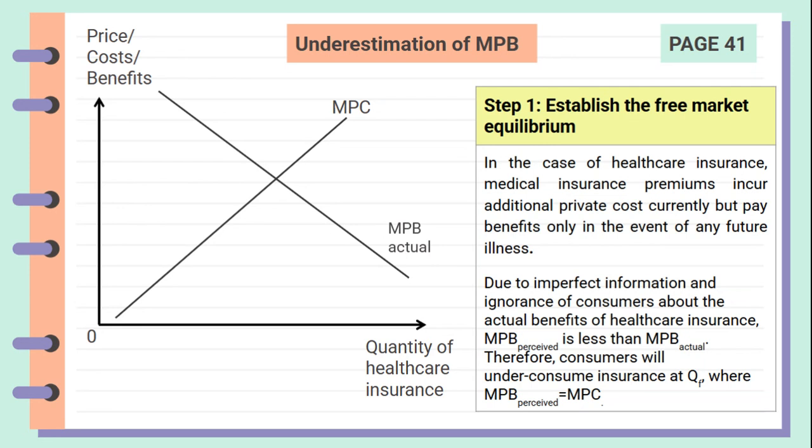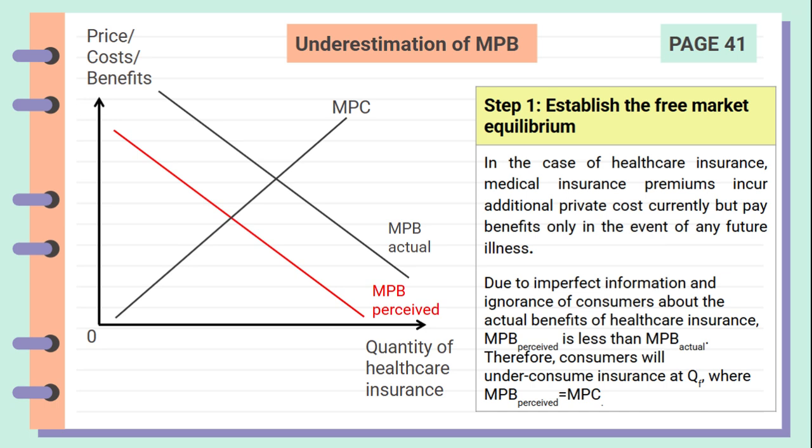Healthcare insurance is a good where consumers pay insurance premiums currently to get benefits in the form of payouts should they face any future illness. Consumers often are ignorant about the actual benefits of healthcare insurance, and thus their perceived marginal private benefit is less than the actual marginal benefit. The MPB perceived curve is thus lower than the MPB actual curve.